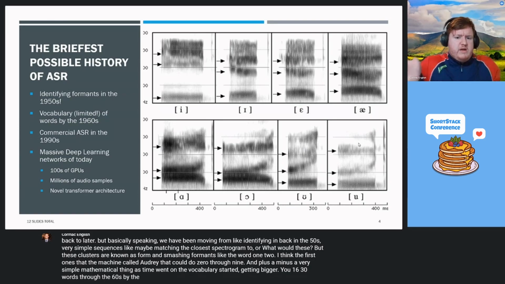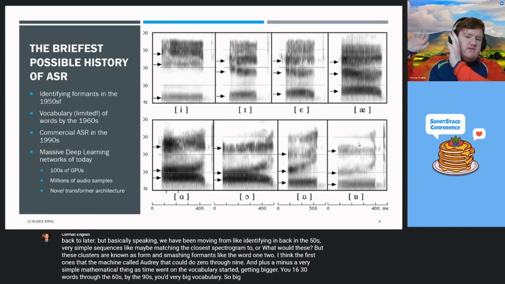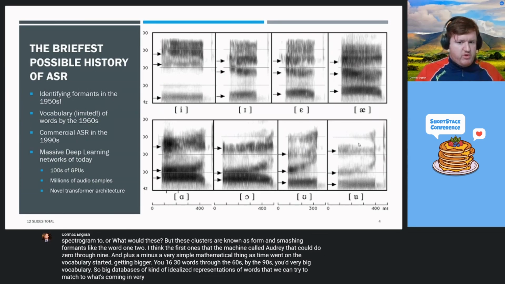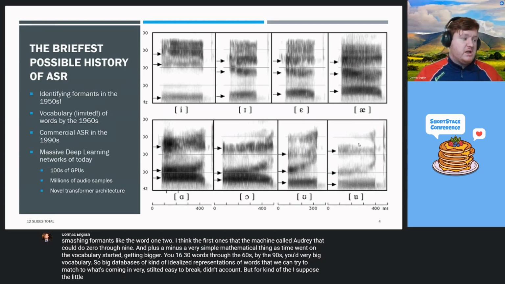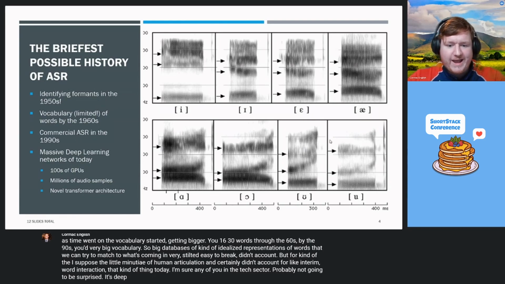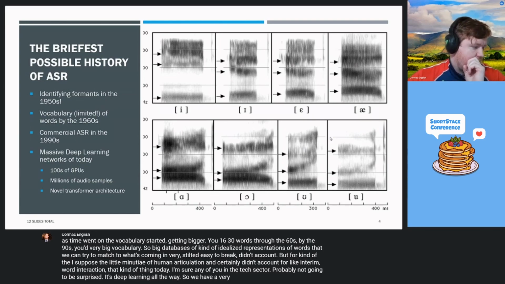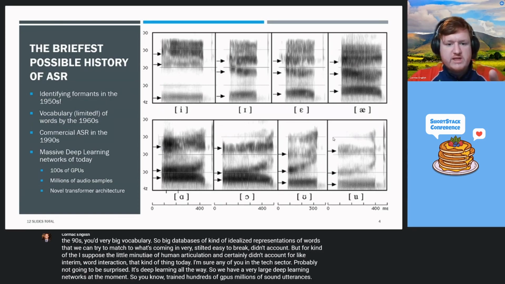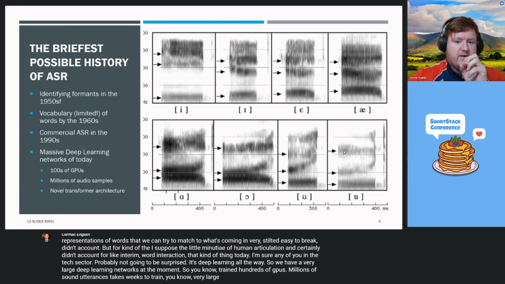By the 90s, you had very big vocabularies, with big databases of idealized representations of words that we could try to match to what's coming in. It was very stilted and easy to break, and didn't account much for the little minutiae of human articulation, and certainly not for inter-word interaction. Today, I'm sure any of you in the tech sector will not be surprised: it's deep learning all the way. We have very large deep learning networks, trained on hundreds of GPUs and millions of sound utterances. It takes weeks to train, with huge data sets.